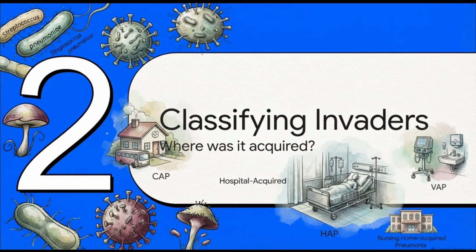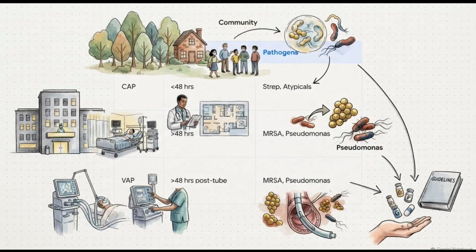Moving right along to Section 2, classifying the invaders, or more specifically, where was it acquired? Now, notice how the time frame completely shifts the pathogens we're looking at. The local environment essentially dictates the specific bacterial flora. So if a patient gets community-acquired pneumonia, or CAP, we're usually dealing with your standard everyday pathogens, like strep pneumo.